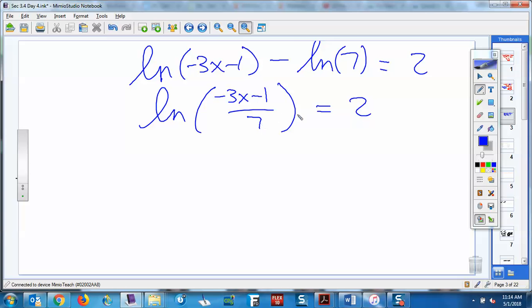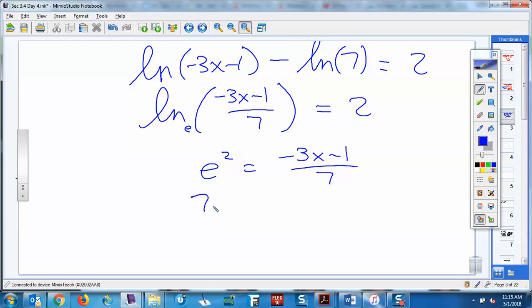And now, if we had a log on the other side, if we had an ln on the other side, one-to-one property, here it's changed form. So we got a base e. So e raised to the second equals negative 3x minus 1 over 7. Now again, you're going to get to use your calculators on this, except for one part of the quiz, which we're going to review here in a minute, the evaluate part. But right here, we would just multiply. Now you could go to a decimal on this. I wouldn't right now. I would just leave it e squared until you get to the end.